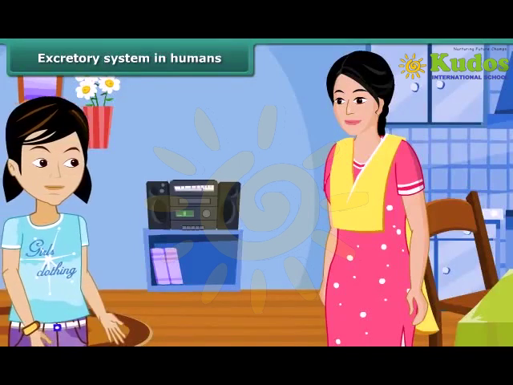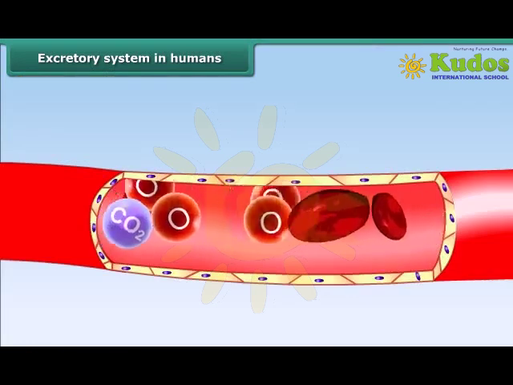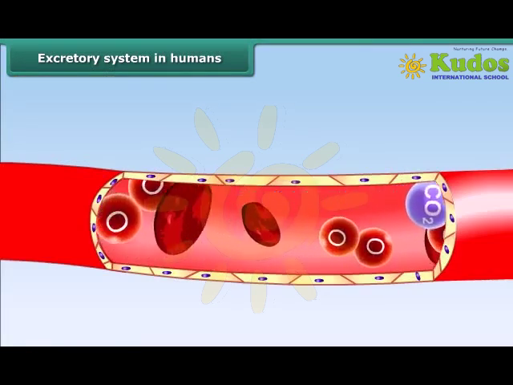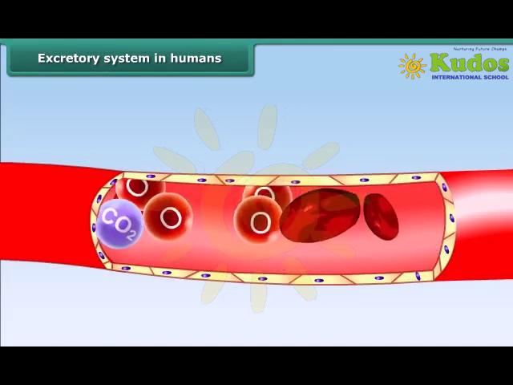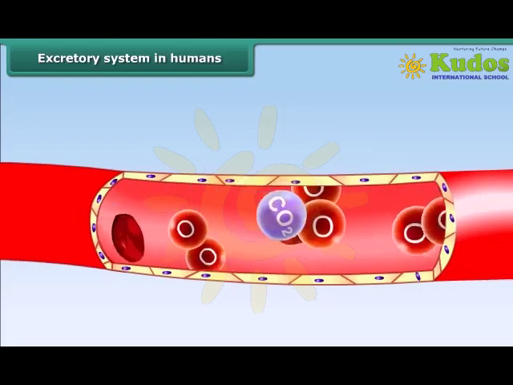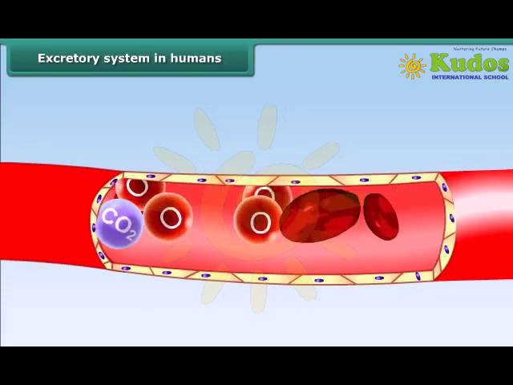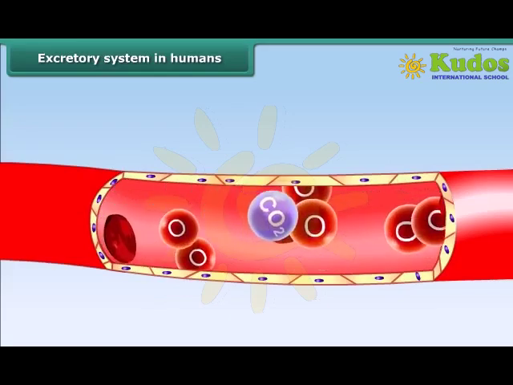Vinitha comes home after jogging. She is covered in sweat. Her mother asks her to take a bath. Why? Sweat is a waste that must be removed from the body. You just learned that blood collects waste from different parts of the body. These wastes are carbon dioxide, water, salt, urea and uric acid. They are the result of the metabolic activities of the body. Since they are toxic, they must be removed from the body.